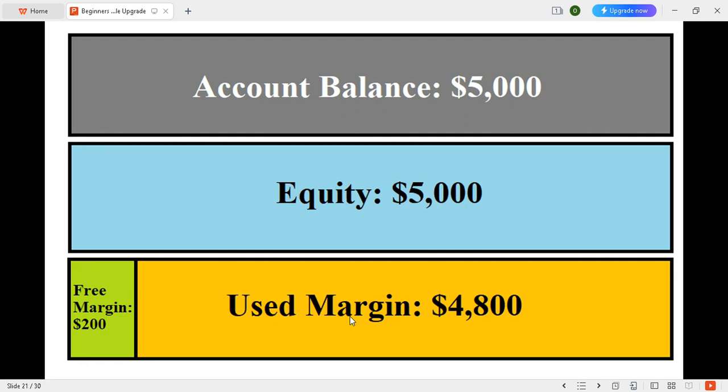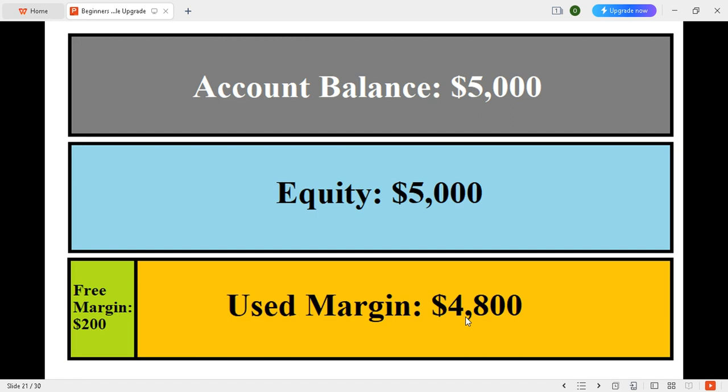So in a situation where I want to take a trade, it will be wrong for me to say my account balance is 5,000. No, my account balance is not 5,000. I'm going to use my free margin. Sorry about that. So let's say, for example, from what we have here, the used margin is 4,800. So out of my $5,000, I have used 4,800 to open different positions. This is the money needed for me to open that position.